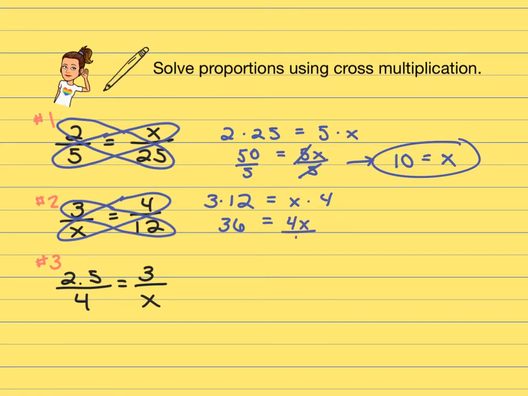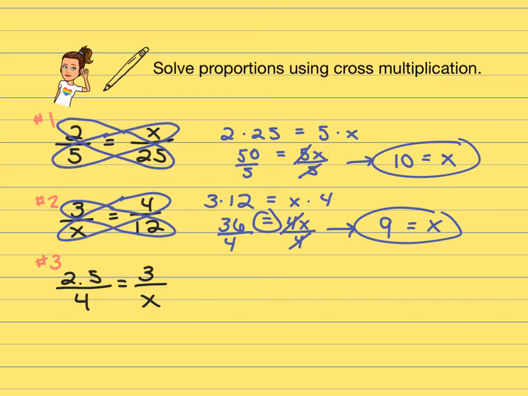Now we divide. We're going to divide by 4, and we're going to divide by 4. Remember that it's a proportion, and it's equal, and that's why we have to do the division on both sides of the equal sign. Keep it equal. 36 divided by 4 equals 9. 4x divided by 4. Divide the numbers. 4 divided by 4 equals 1. So we have 1x. Our answer is 9 equals x.